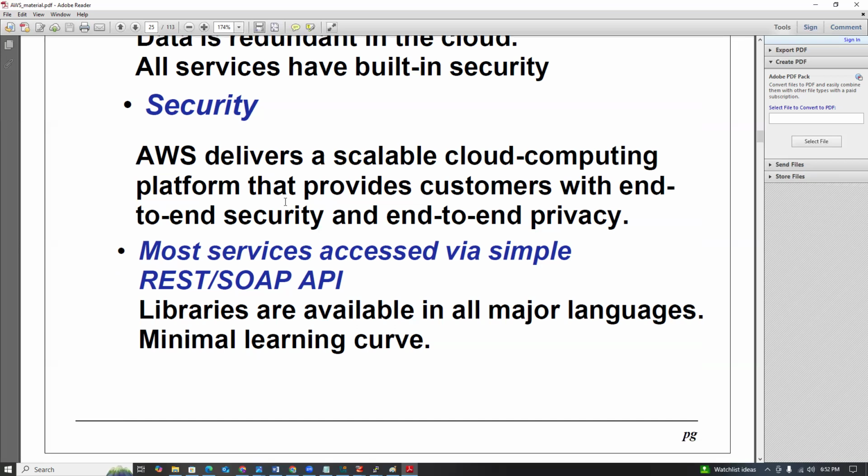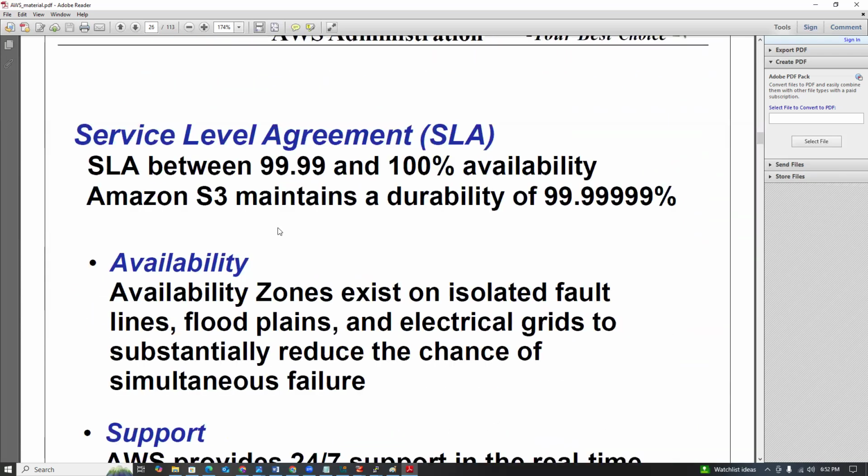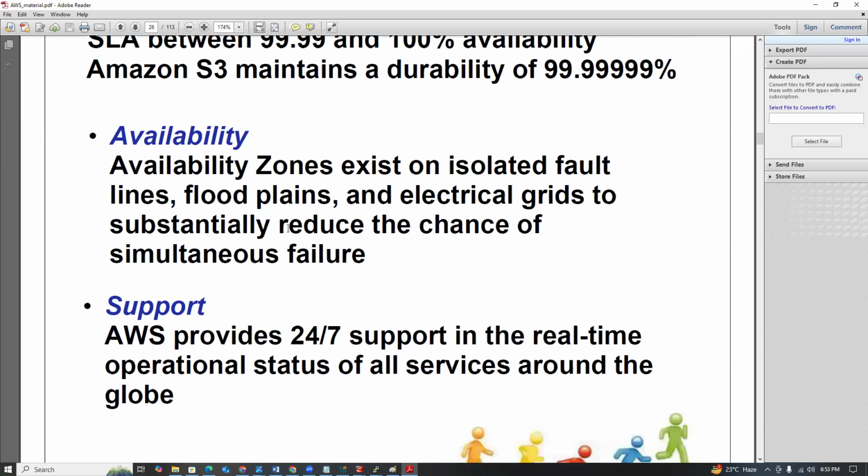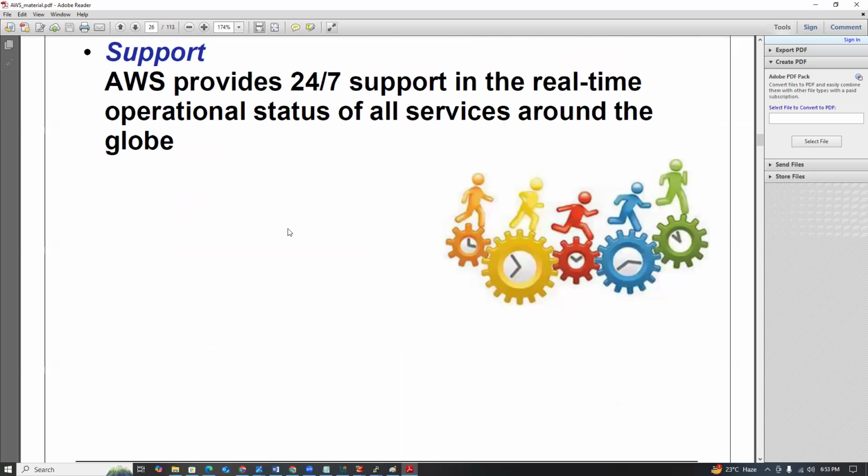It's a minimal learning curve, easy to understand. So easy to understand. SLA is nothing but a service level agreement, between 99.99 and 100% availability. Amazon S3 maintains durability of 99.999%. Availability zones exist on isolated fault lines, flood plains, and electrical grids to sustainably reduce the chance of simultaneous failure. Right? Support.